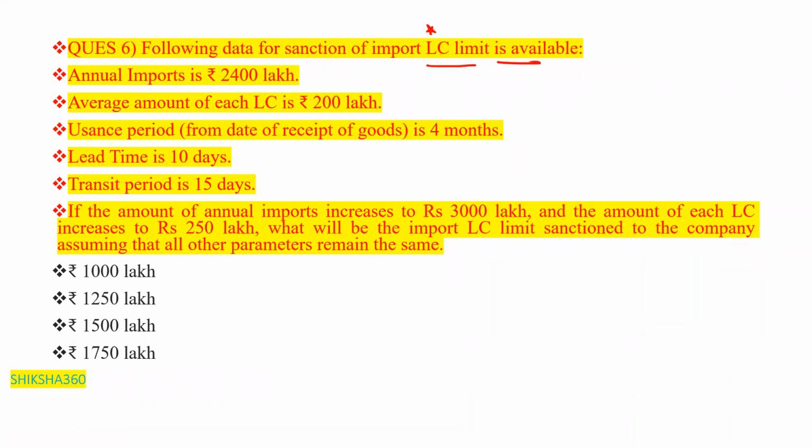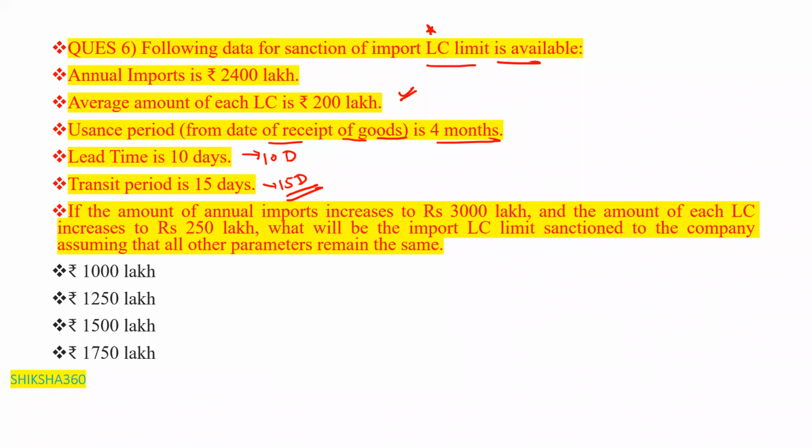Annual import is 2400 lakh. Average amount of each LC is rupees 200 lakh. Usage period, that is from the date of receipt of goods, is 4 months. Lead time is 10 days. Transit period is 15 days.